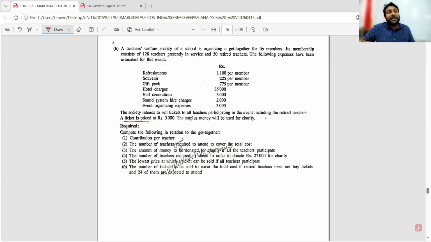Surplus. So in this question, surplus means it is the profit. Whatever the profit will be given to a charity.